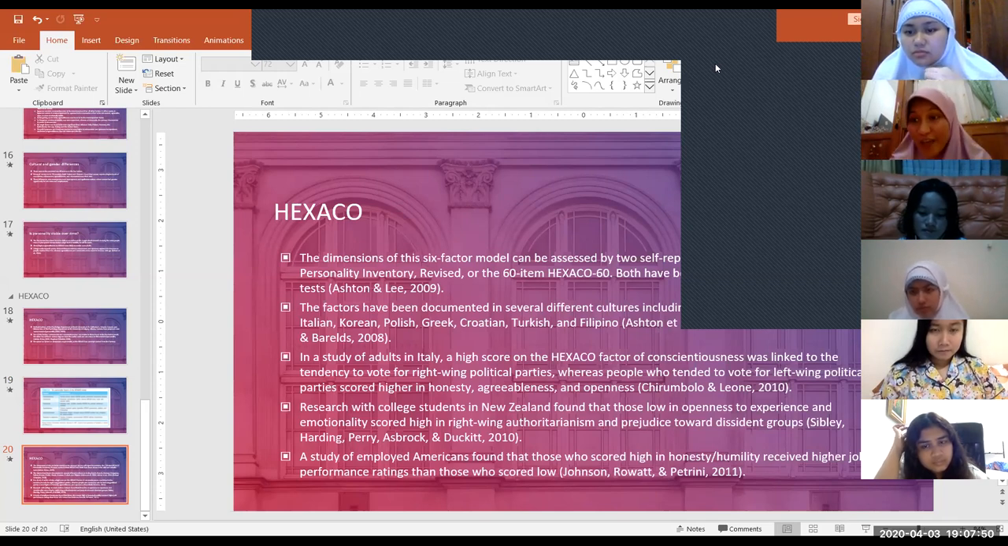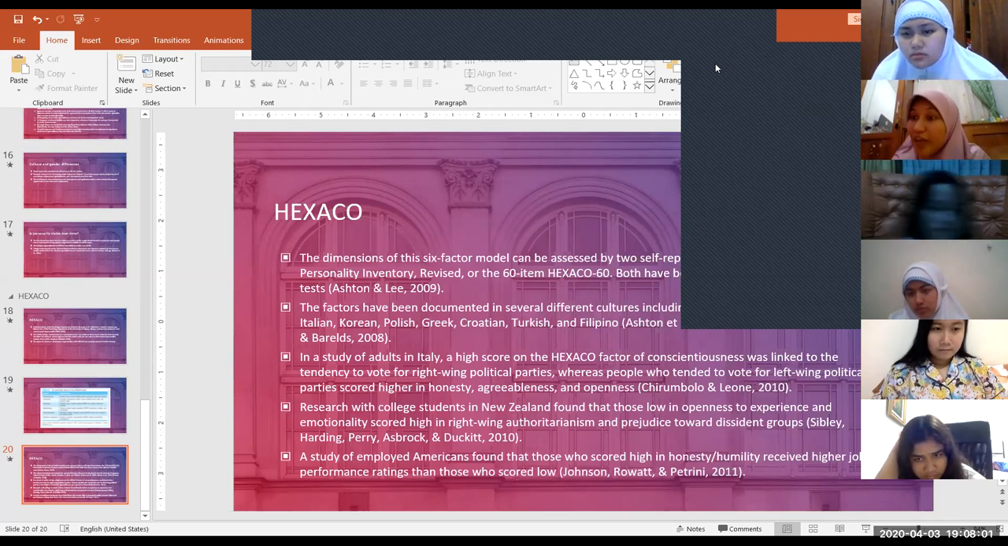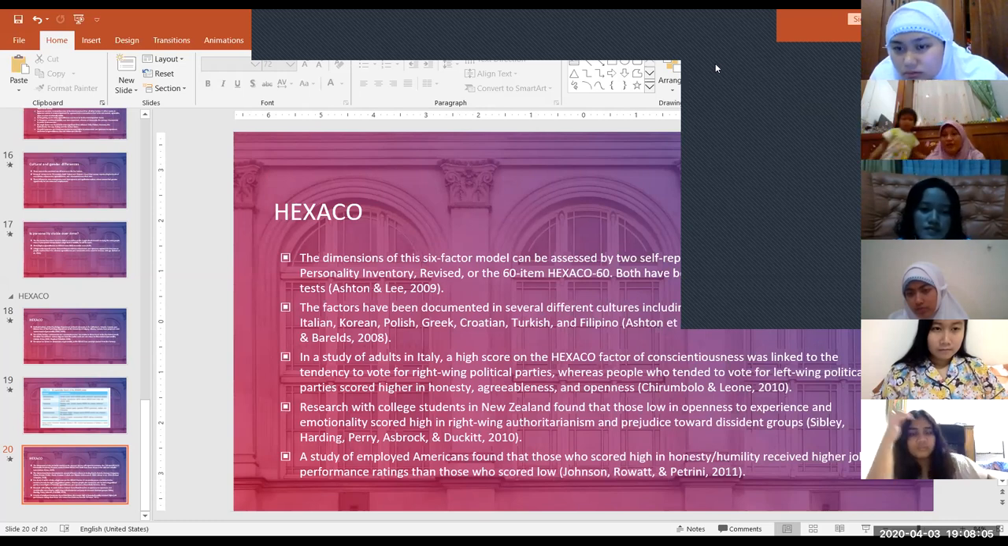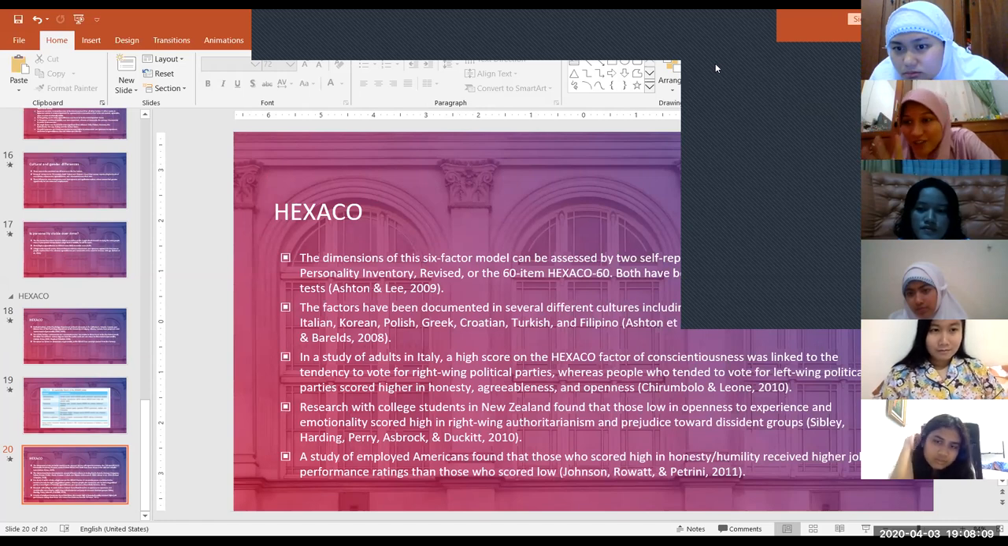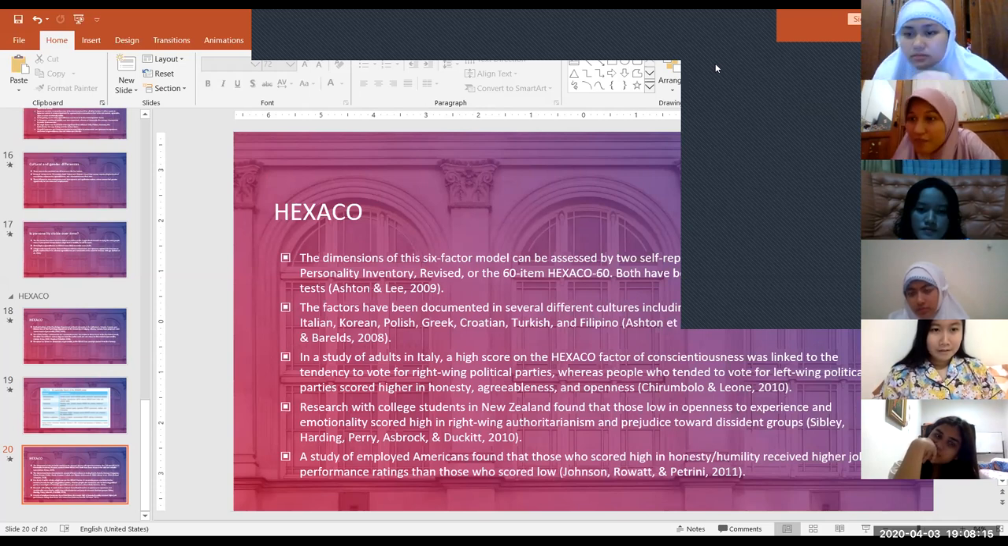It's not only the BFI itself, there's also the IPIP, if I'm not mistaken. It's another inventory that is more compact and more reliable than the BFI, but the BFI is widely used, along with the NEO Personality Inventory, the original inventory made by McCrae and Costa, the founders of this theory. So my answer would be, it depends on your research questions.